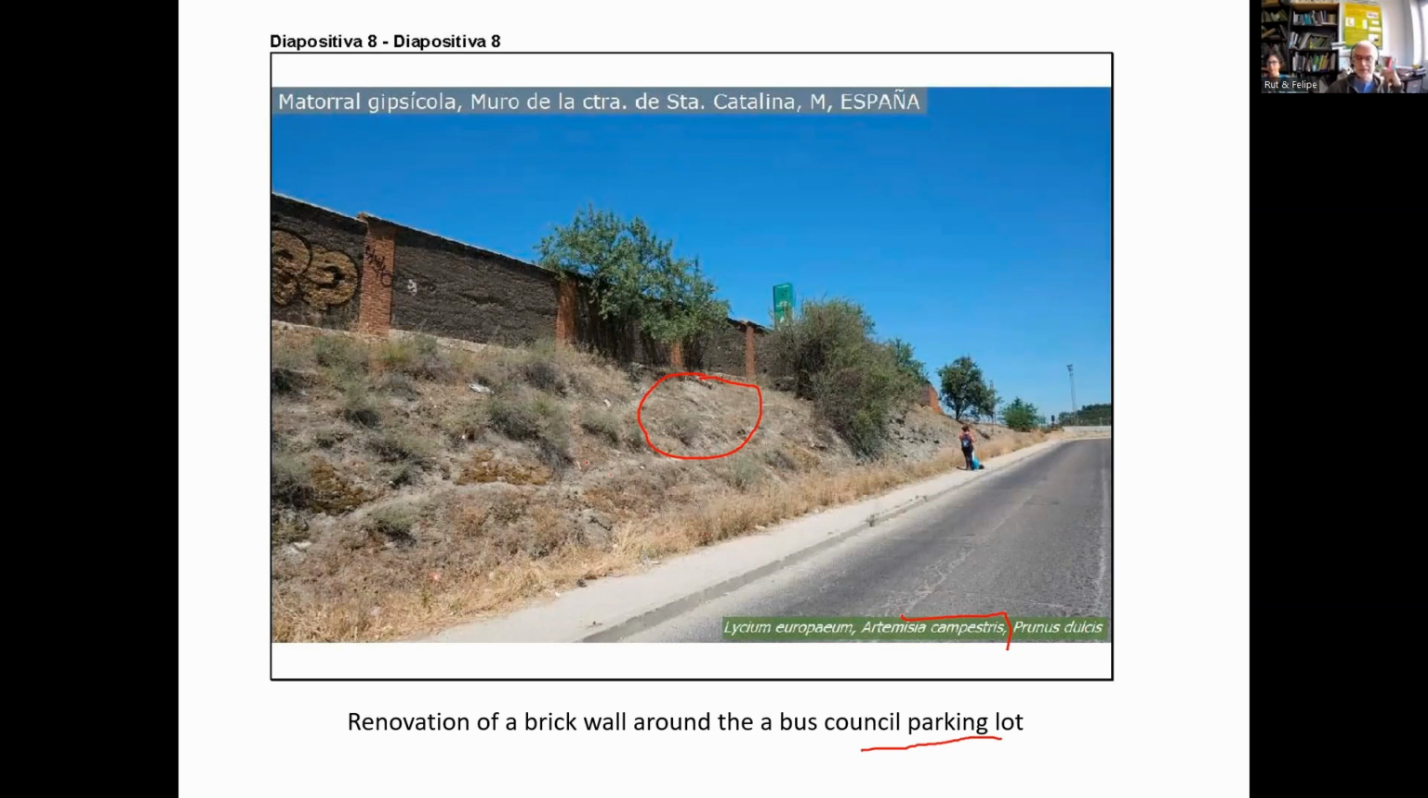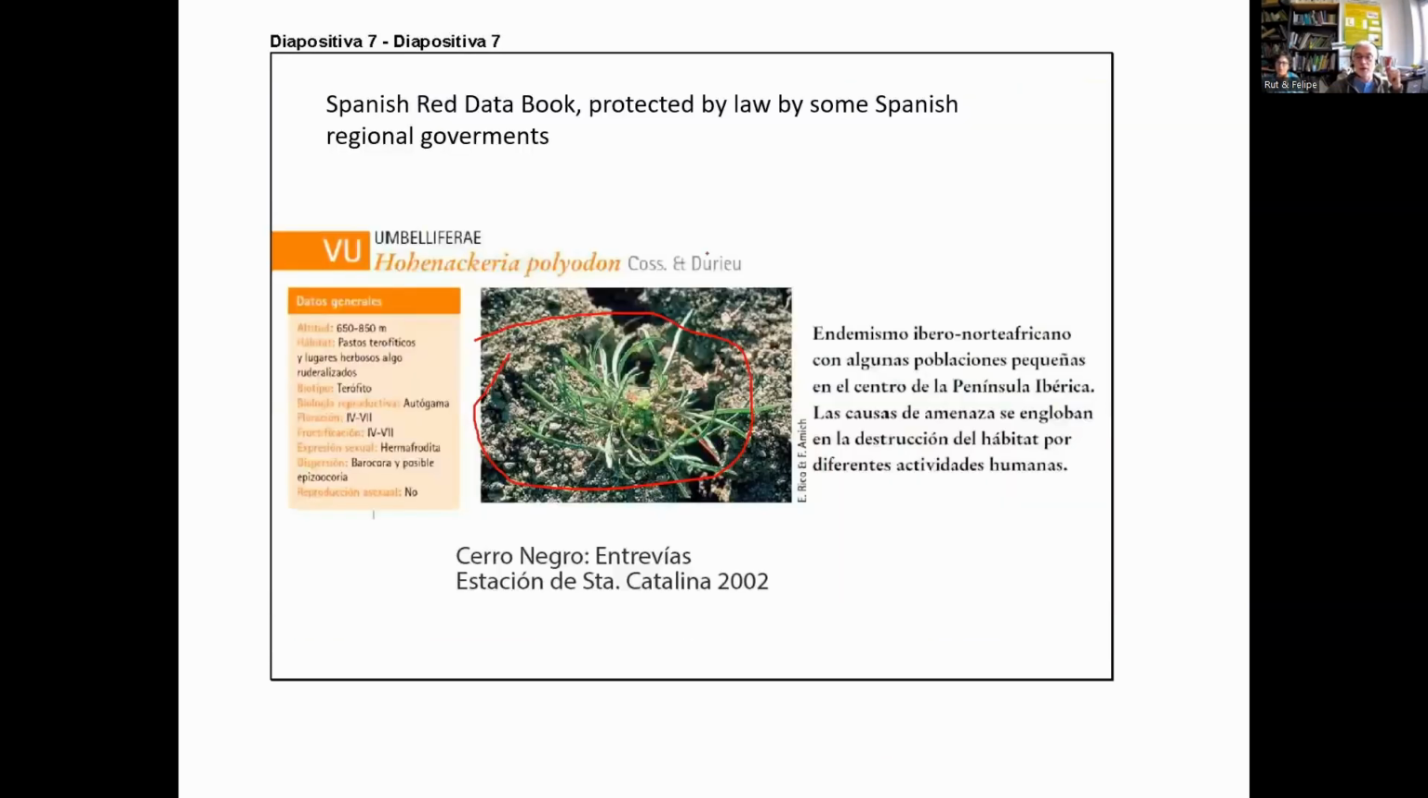In 2002, this wall was renovated, and as a result the last population of this little plant in Madrid became extinct. This is quite remarkable because it's protected by law by some regional governments in Spain, and it's also part of the red data book for the country.